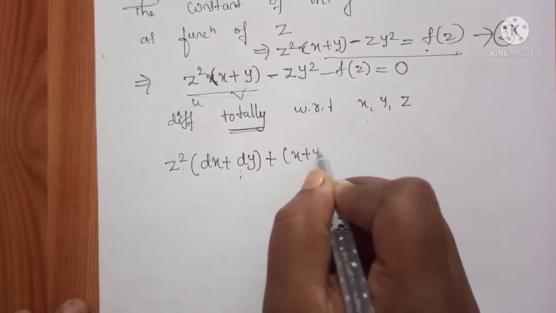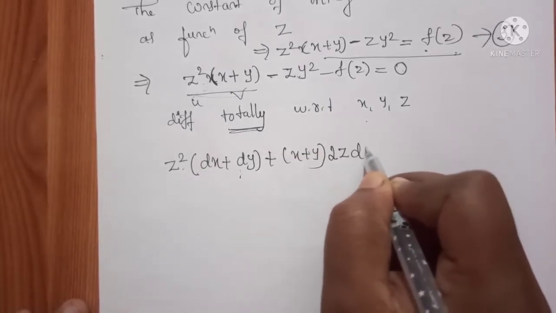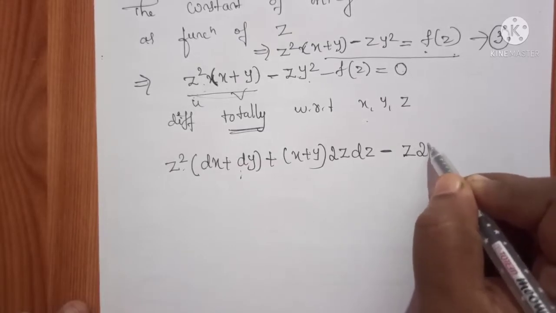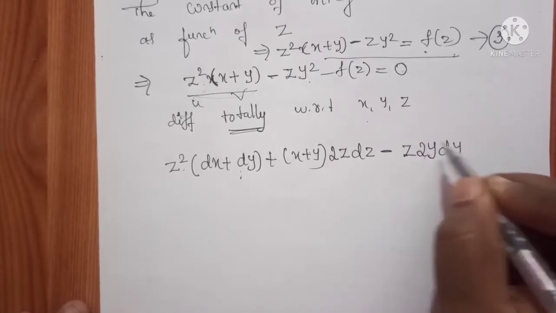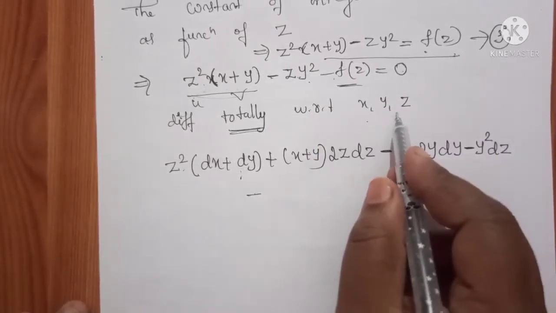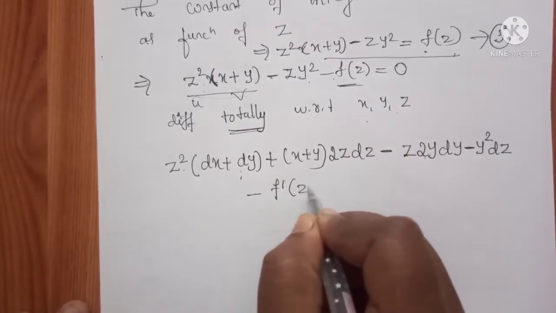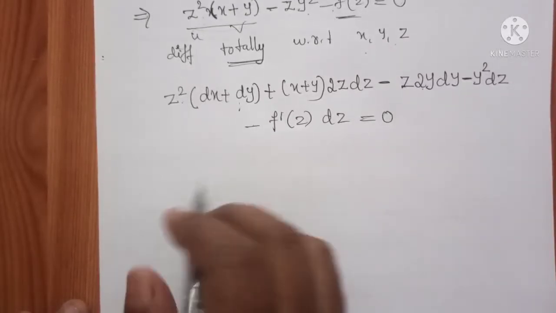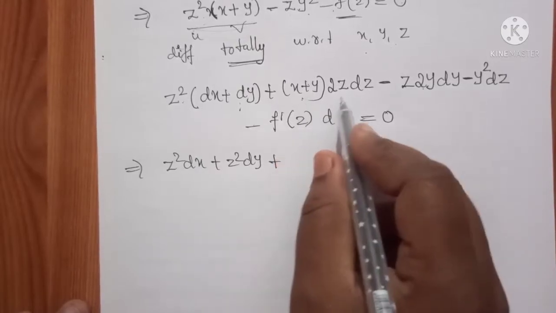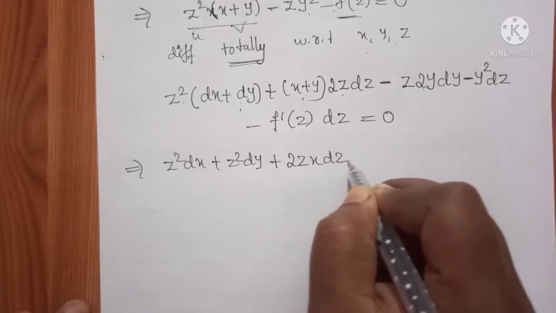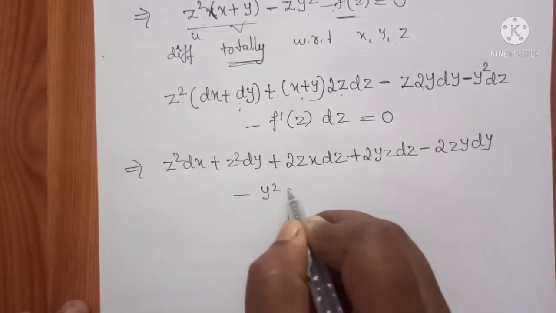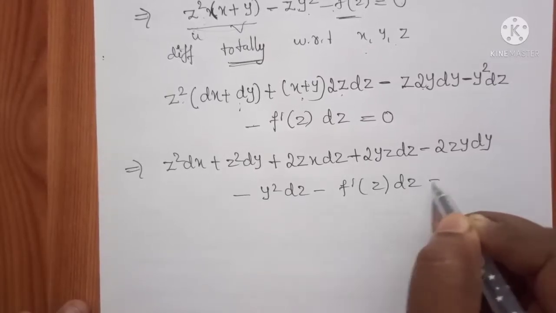Now we write x plus y, z² differentiation is 2z into dz, minus zy². So z is taken out, y² differentiation is 2y into dy, minus y² as it is, z differentiation is dz. Minus, it contains only z terms, so therefore we differentiate with respect to z only. Its differentiation is f′(z) dz equals 0. So it can be further written as z² dx plus z² dy plus 2z x dz plus 2yz dz minus 2zy dy minus y² dz minus f′(z) dz equals 0.